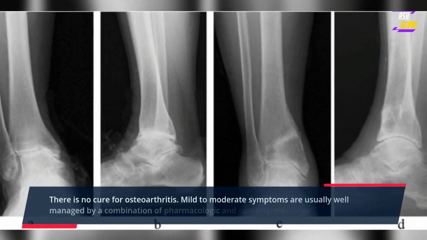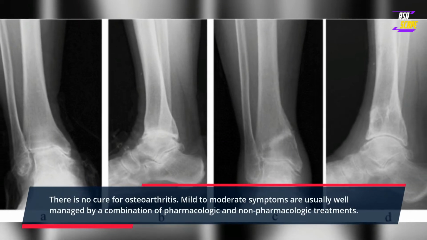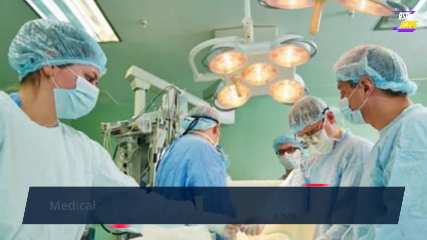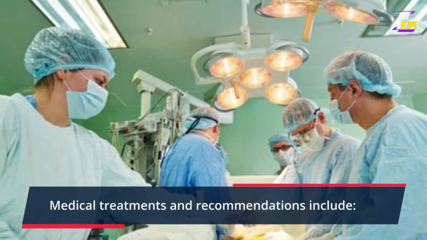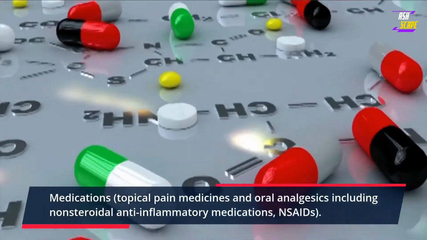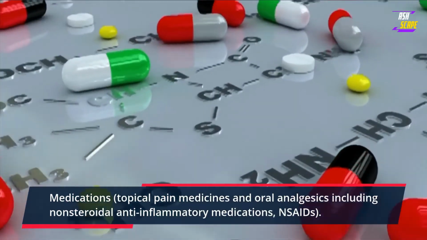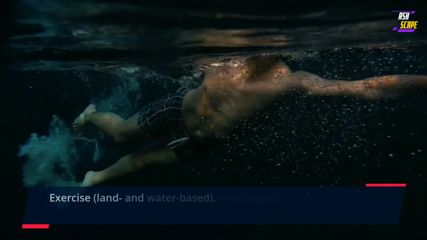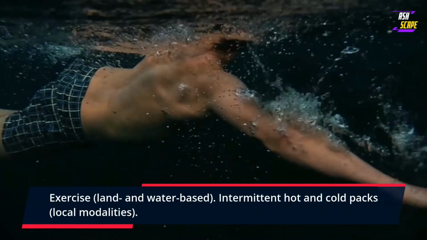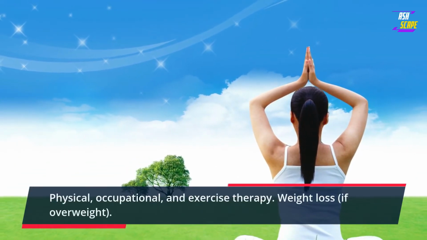How is osteoarthritis treated? There is no cure for osteoarthritis. Mild to moderate symptoms are usually well managed by a combination of pharmacologic and non-pharmacologic treatments. Medical treatments and recommendations include medications, topical pain medicines and oral analgesics including non-steroidal anti-inflammatory medications, NSAIDs. Exercise, land and water-based. Intermittent hot and cold packs, local modalities. Physical, occupational, and exercise therapy.